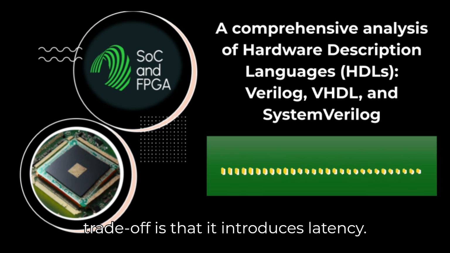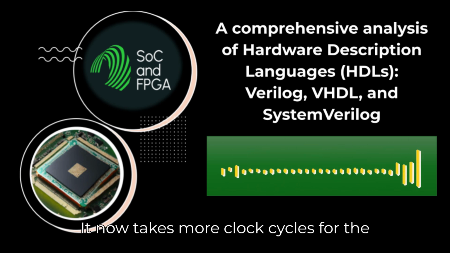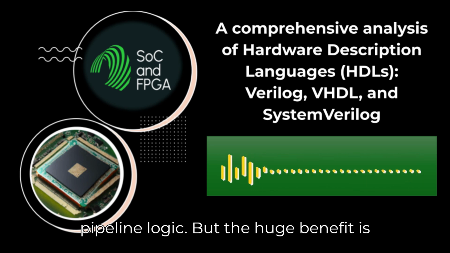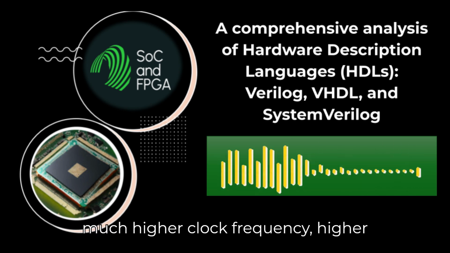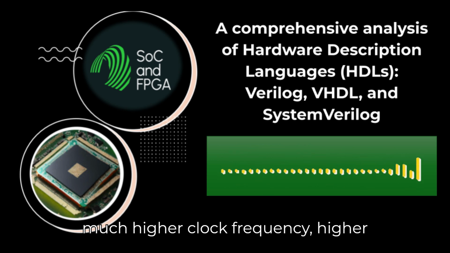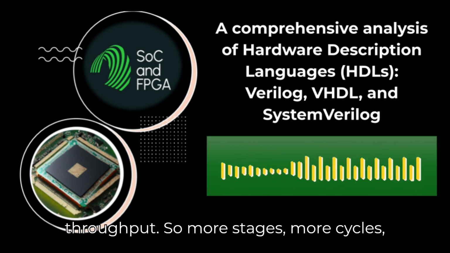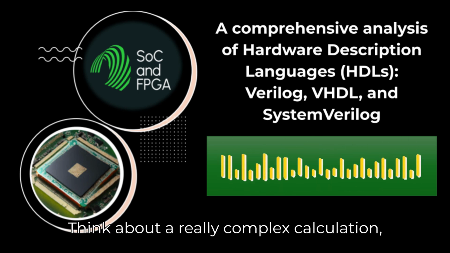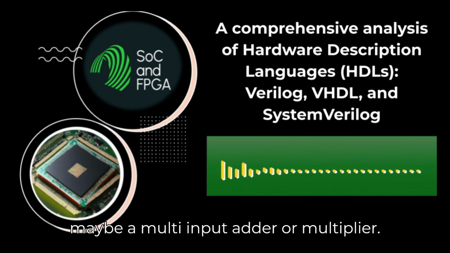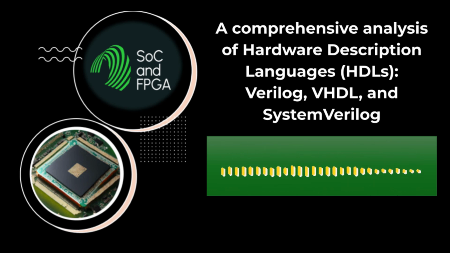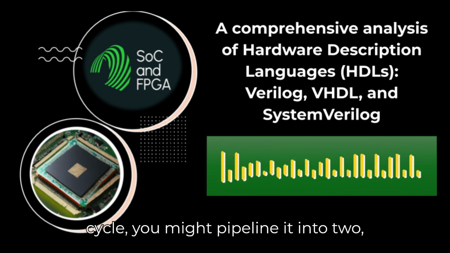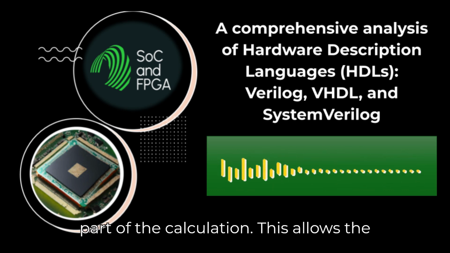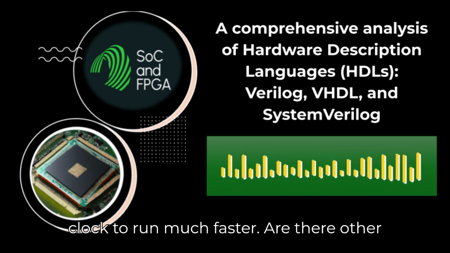The trade-off is that it introduces latency. It now takes more clock cycles for the data to travel all the way through the pipeline logic. But the huge benefit is that you can run the whole system at a much higher clock frequency, higher throughput. So more stages, more cycles, but faster overall clock. Precisely. Think about a really complex calculation, maybe a multi-input adder or multiplier. Instead of trying to do it all in one cycle, you might pipeline it into 2, 3, or more stages. Each stage does part of the calculation. This allows the clock to run much faster.